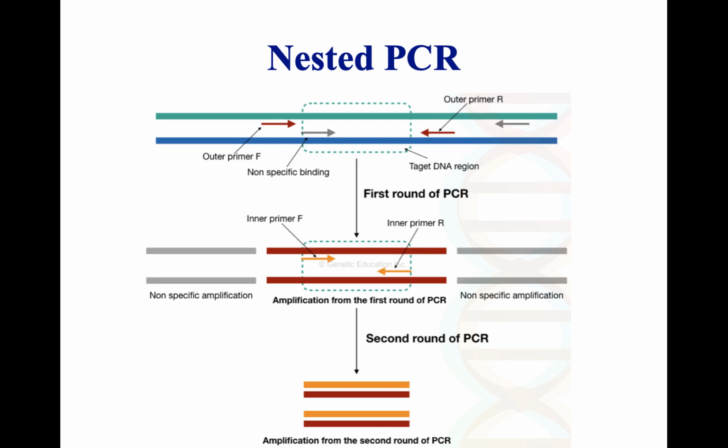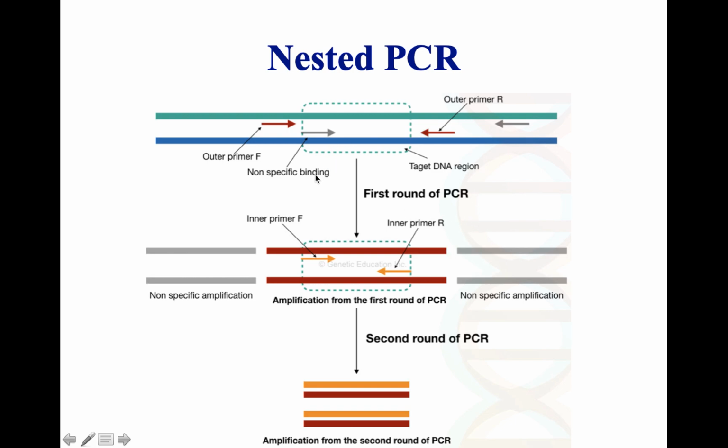Here you can see the DNA. The red color arrows indicate the first set of primers, represented as the outer primer F and the outer primer R. These two primers specifically bind here and are going to produce the amplicon, which is indicated by the red line, in the first round of the PCR.